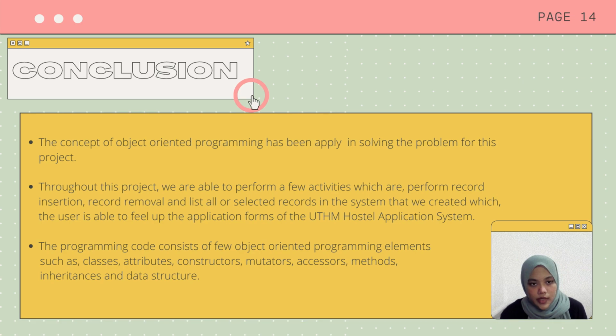And the last one, the program code consists of a few object-oriented programming elements such as classes, attribute, constructor, mutator, accessor, method, inheritance, and data structure.